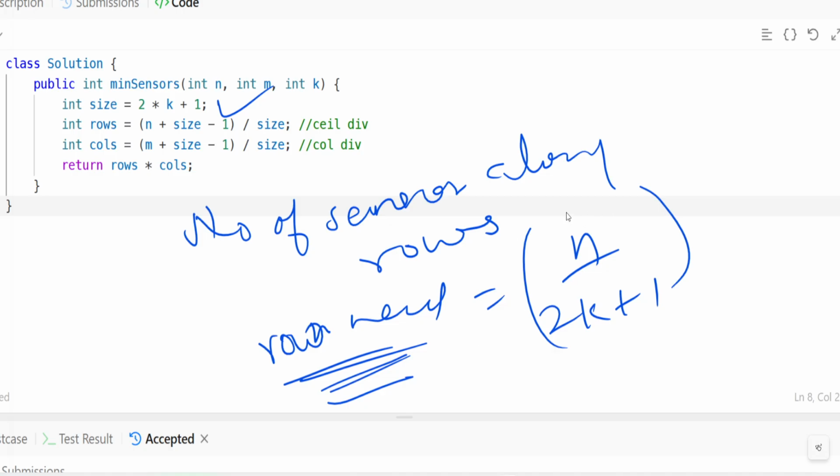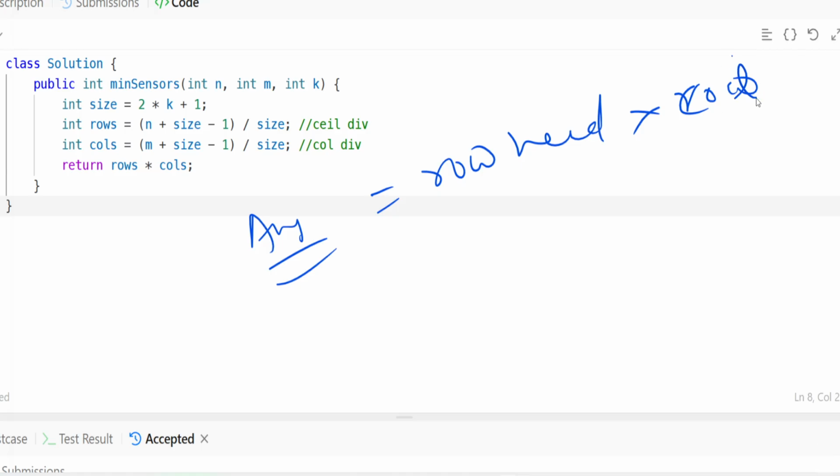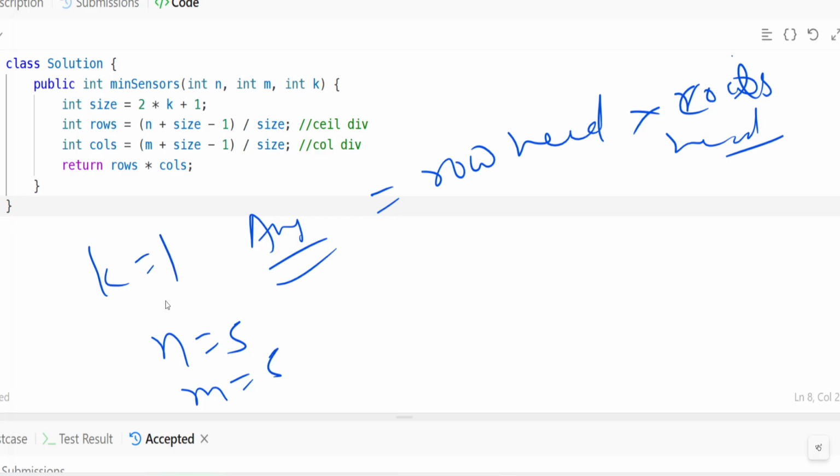So if you want the total sensors, you just need to do the answer: rows needed into columns needed, just multiply, and you will get it. I hope you understand. Each cell that we have covered, let's suppose the example was given: n equal to 5, m equal to 5, and k equal to 1. So 2k plus 1 will come to 3, because 1 plus 1 plus 1 is 3. So 3 rows, 3 columns we got.